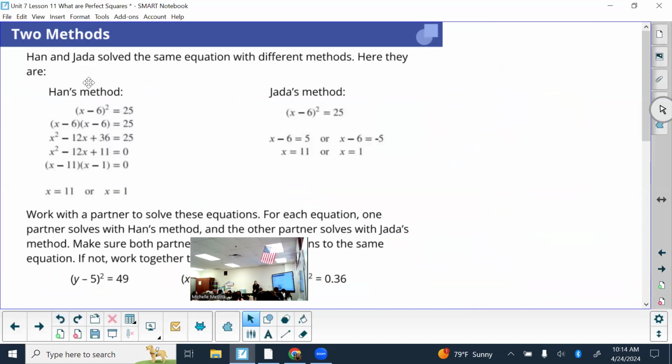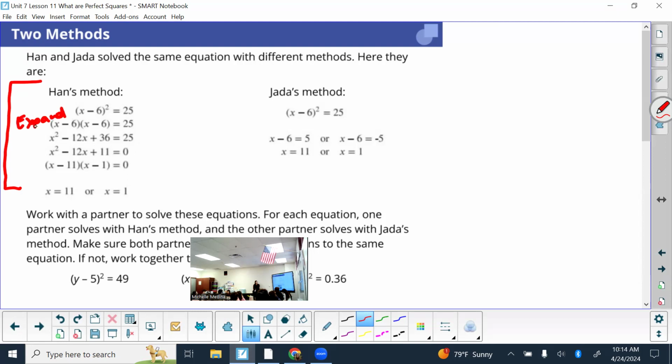The other skill is going to be solving when there's perfect squares. So Han and Jada solve the same equation with different methods. Han's method we've done before. So this you've seen before, hopefully you know how to do it. If this is my given problem, here he is expanding it, actually FOILing to get the standard form, setting it equal to 0 by subtracting 25 on each side, factoring.